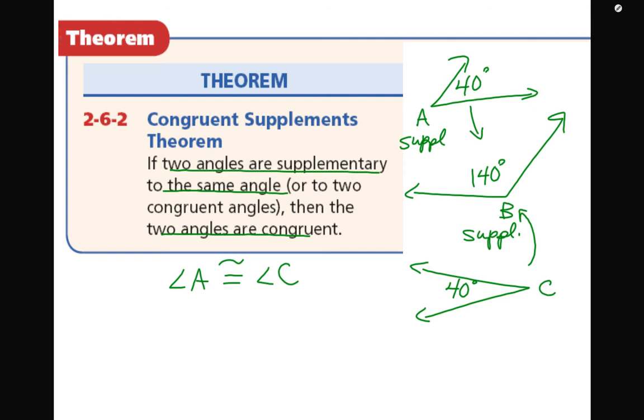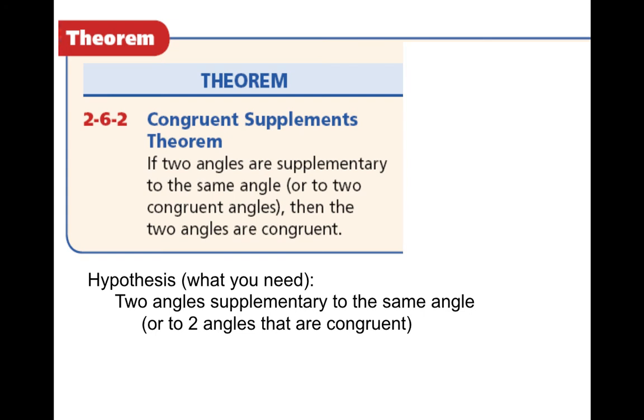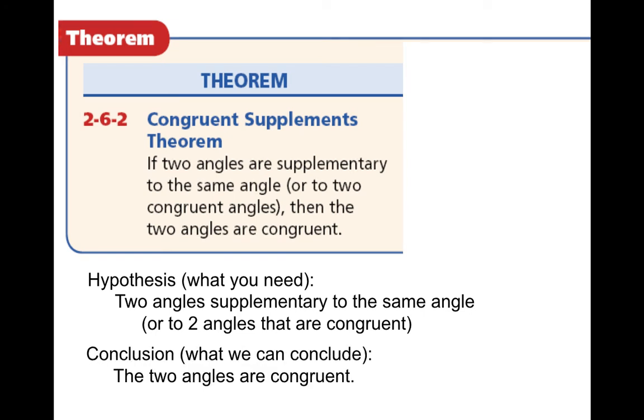So if you did the parentheses part, you would have like angle A supplementary to B, C supplementary to like D. If you knew B and D were congruent, then A and C would be congruent also. That would be the second version of that theorem. So your hypothesis and your conclusion. Remember the hypothesis, that's what you need in order to use this theorem. So in problems that we do, that's what you have to look for. Do I have this situation? If so, I can use this theorem to help me out.